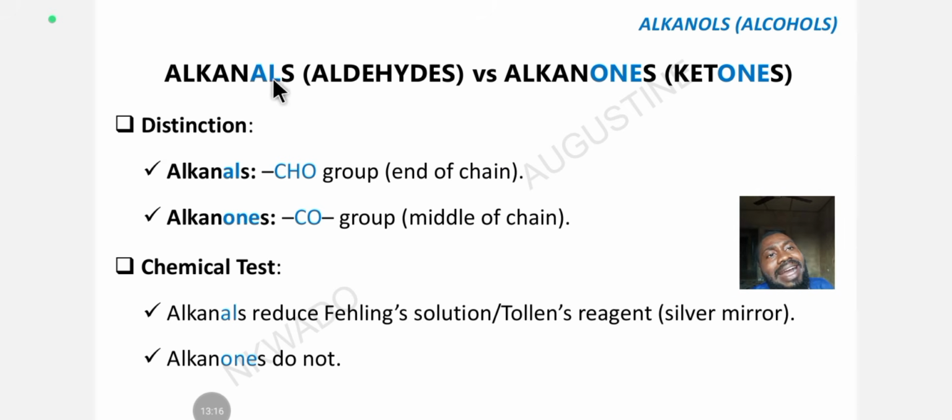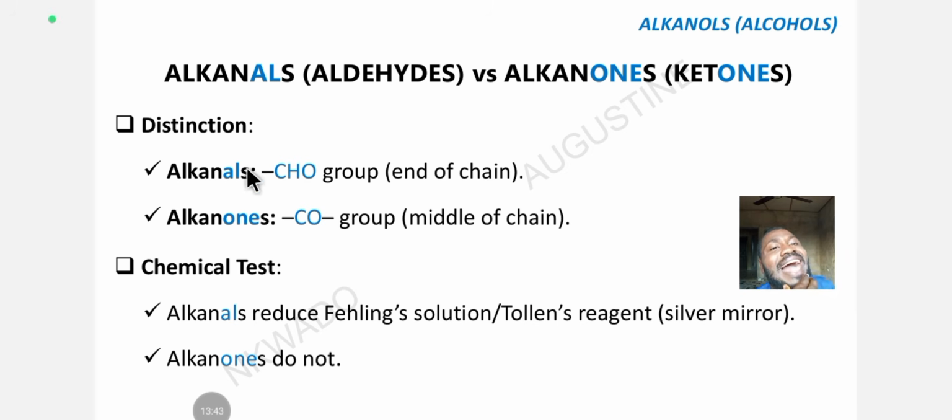Let's look at alkanal versus alkanones. Remember, alkanals are the what? The aldehydes, or the R. You can see the color code. They are the aldehydes. Alkanones are the ketones, ending in -one. That's their suffix. I always say that anytime you see versus, just know that we are comparing two. We are comparing alkanal and alkanones. So what is their distinction? What are their differences?